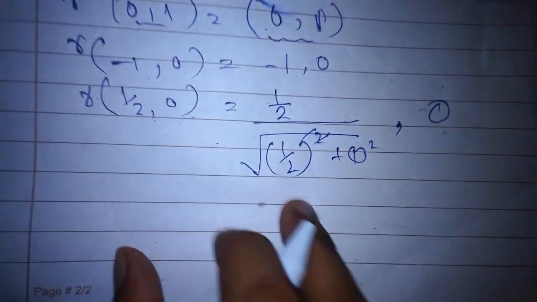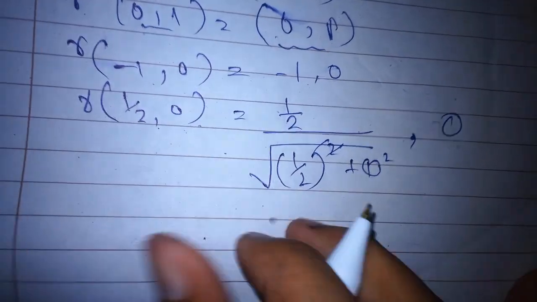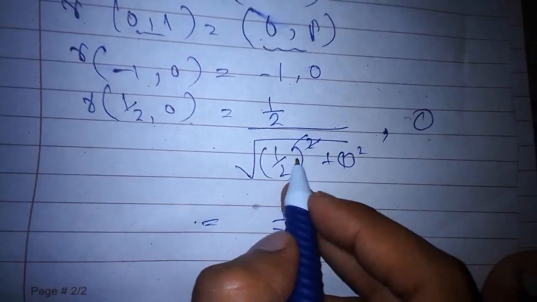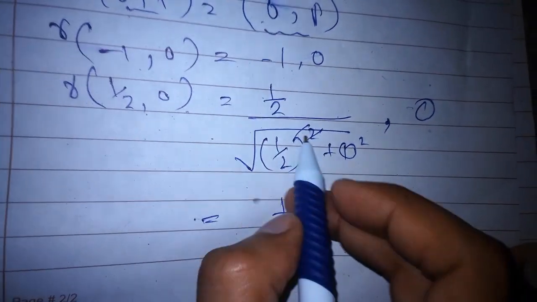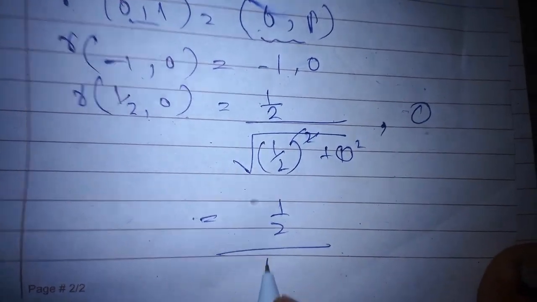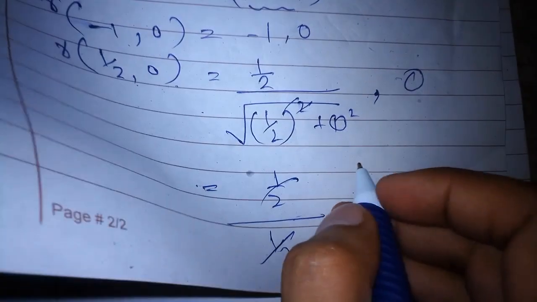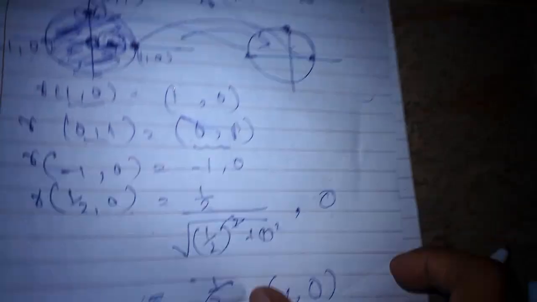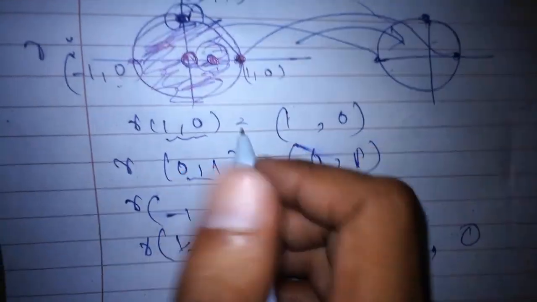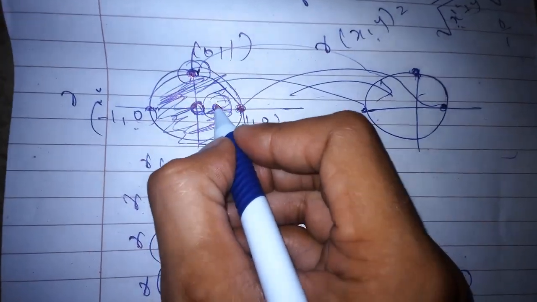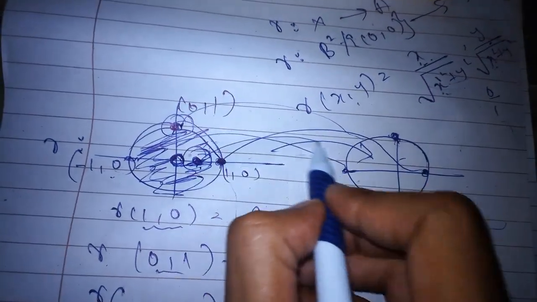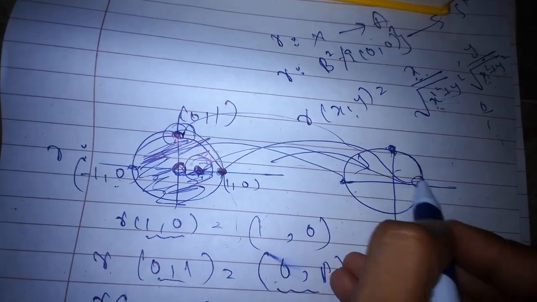So we can see that 1 upon 2, with the cancellation of square and root, divided by 1 by 2, so 1 by 2 divided by 1 by 2 is equal to 1. So we will get the point 1 comma 0. We can see that at this point, if we substitute this point in this function, we will get 1 comma 0. 1 comma 0 is on the boundary of this disk, which means on the circle.